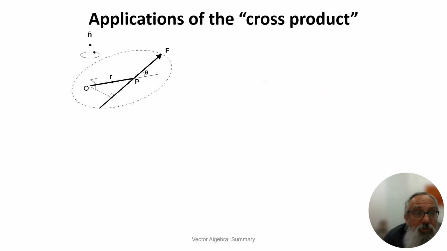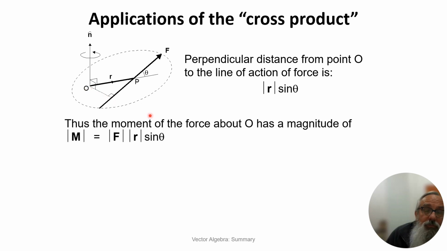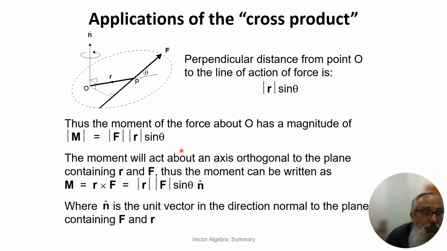Applications for the cross product, we can find the perpendicular distance from point O to R. We can calculate the moment without calculating that perpendicular distance, because it becomes part of the calculation. So if we just need a point on the line of action of the force, we can find the moment about the origin of that point. And this is a typical calculation, calculating moments about points.